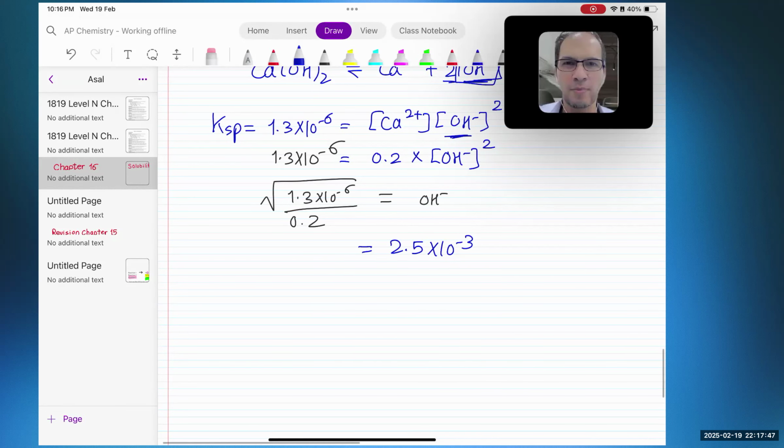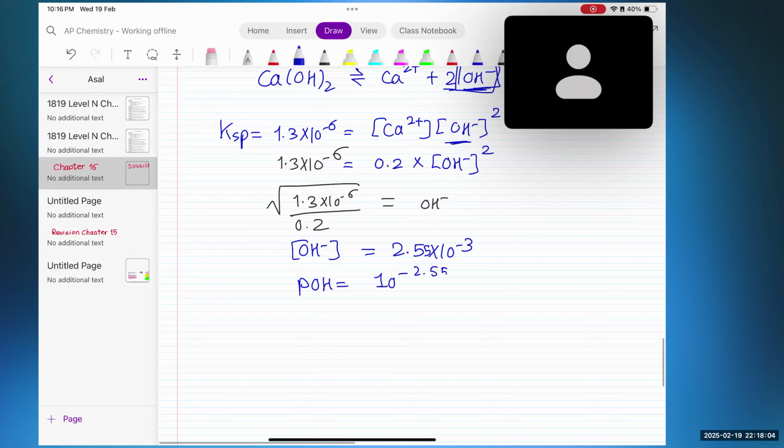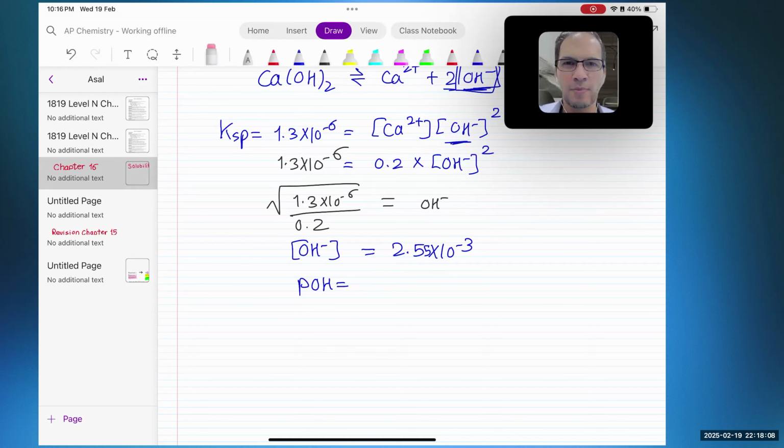This is the concentration of OH minus. So 2.55, or 2.5, times 10 to the power of negative 3. And then if you have OH minus, you can get the pOH. What is the pOH? It is the negative log of this number, negative log of 2.55.